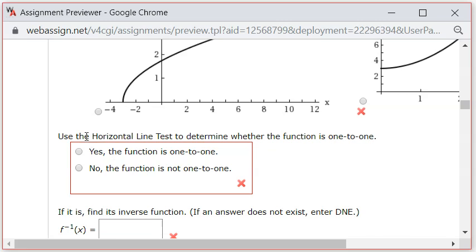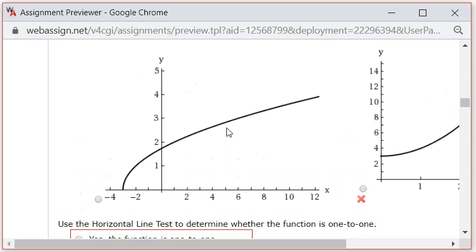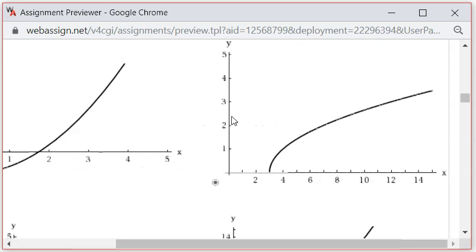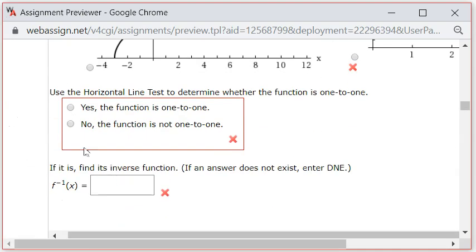Then we want to use the horizontal line test to see if the function is one-to-one. If no horizontal line crosses the graph more than once, then it is a one-to-one function. Looking at the graph here, this is the correct graph. No matter where you draw a horizontal line, applying it just like a vertical line test, it intersects at most once, which means it passes the horizontal line test. So yes, this is a one-to-one function.